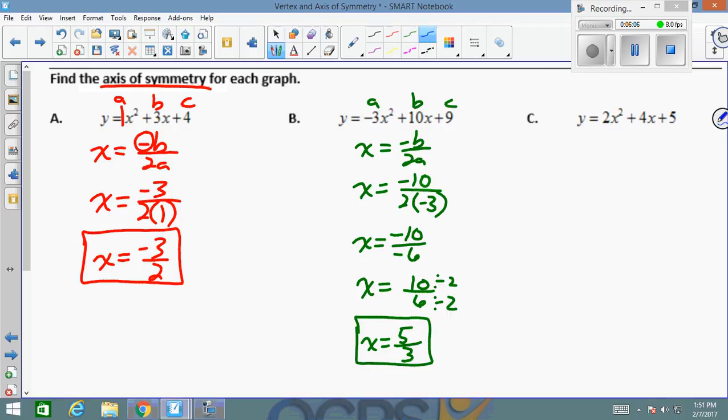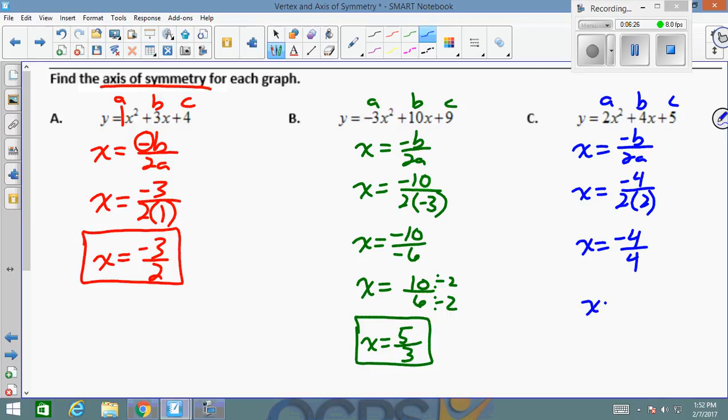Okay, last one. Again, it's a, b, c. So x equals negative b over 2a. So x would equal, b is 4, so it's going to become negative 4 on this equation, over 2 times my a, which is 2. So x equals negative 4 over 4, so we can divide that to get x equals negative 1.